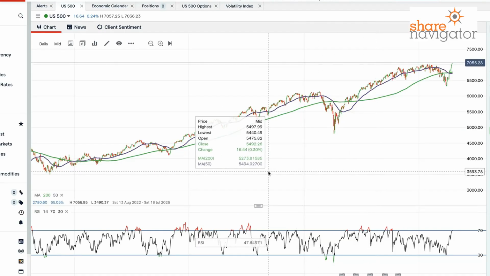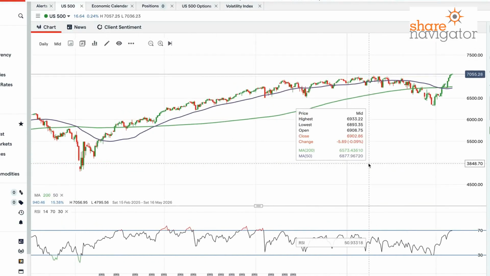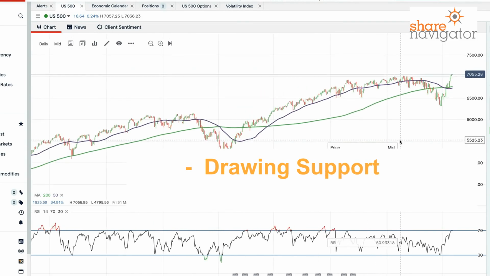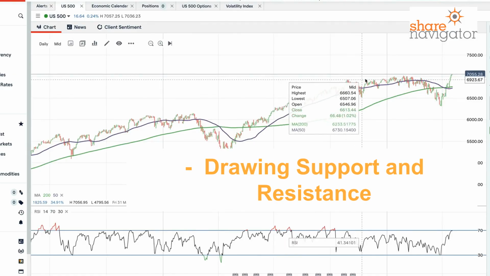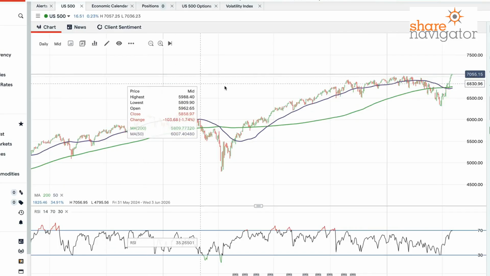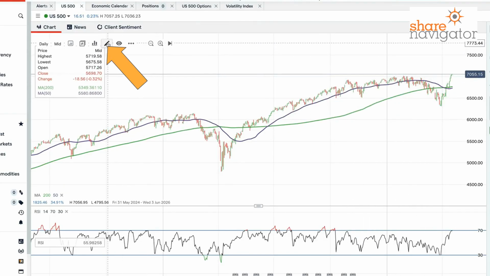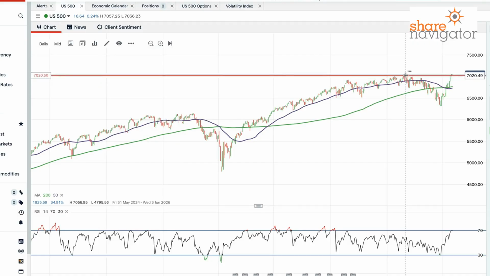Pretty simple. So the next thing I look for then, guys, just in terms of drawing support and resistance. Traditional support and resistance is areas of commonality. So for example, you can see clearly here, up at this point here, that's an area of commonality at this moment in time. So I want to draw a line right across that to highlight that on my chart. So I click on the pencil icon, I look for horizontal, click on horizontal, and there I go.